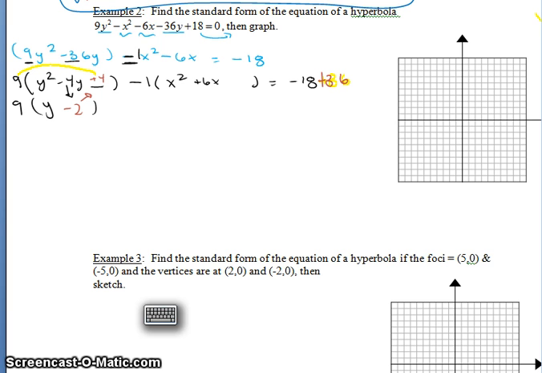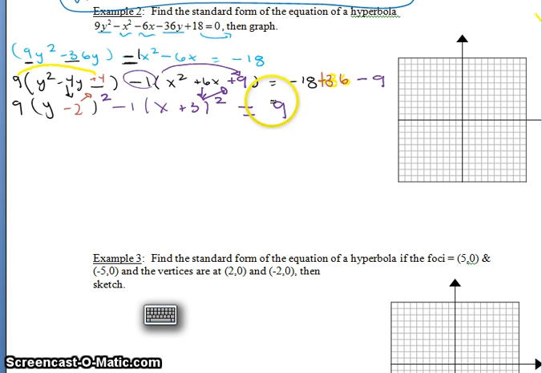And then with my x's, you have minus 1. And then you take half of your 6, which is 3, and you square it. You take 3 squared and you get 9. What I really added is minus 1 times 9, so I really added negative 9 to this side, so I really have to add negative 9 to that side. Whatever you add to one side of the equation, you add to the other side. Then I add up the numbers on the right hand side of my equation, and I get 9.